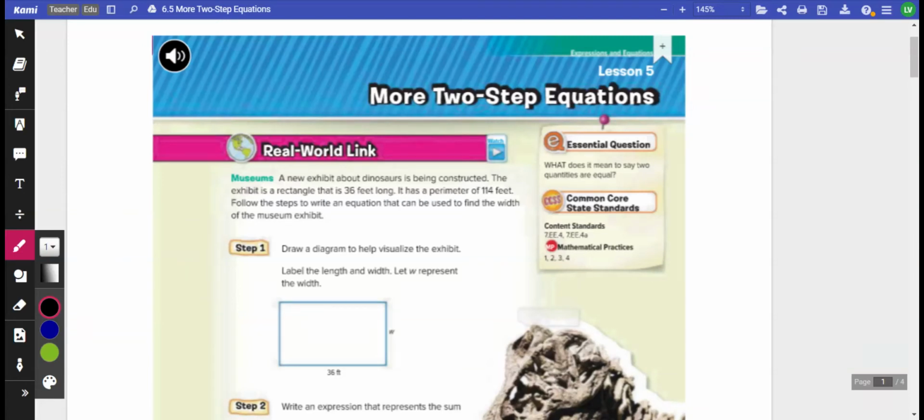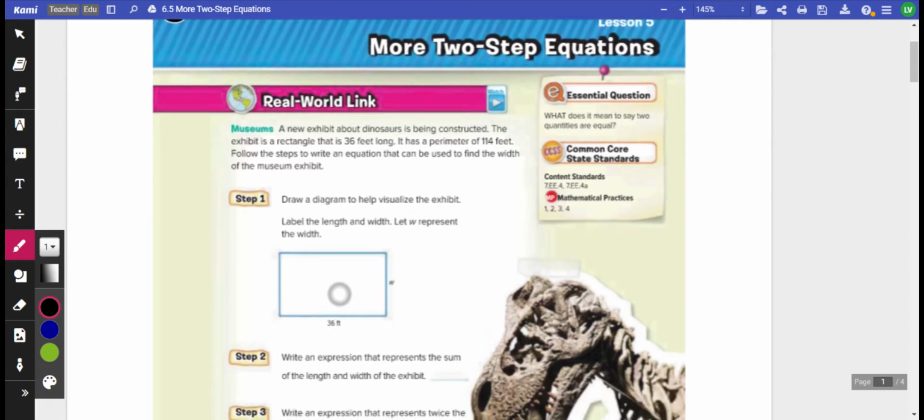Lesson 5, More Two-Step Equations. Real-world link, museums. A new exhibit about dinosaurs is being constructed. The exhibit is a rectangle that is 36 feet long. It has a perimeter of 114 feet. We're going to follow the steps to write an equation that can be used to find the width of the museum exhibit.